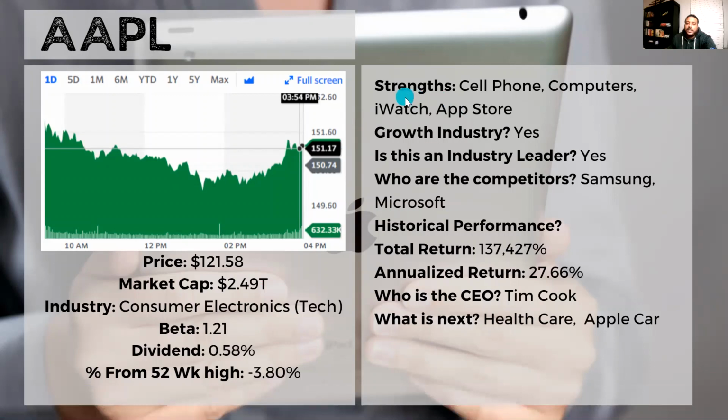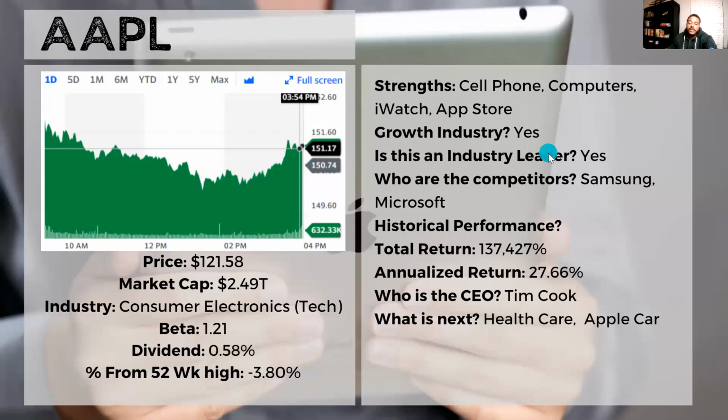But some of the questions you want to ask yourself, in terms of Apple, what are its strengths? Well, we know cell phones, computers, iWatch, App Store. Is it in a growth industry? Yes. And one of the ways we can come back is, I showed you where you can find the revenue percentages on Yahoo Finance. The rule of thumb is that any company that has above a 10% revenue growth rate is a growth company. And we saw that Apple had a 22% revenue year-over-year growth rate, suggesting that it is a growth company.